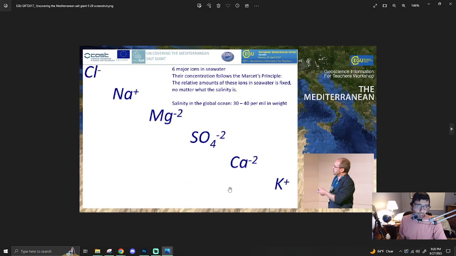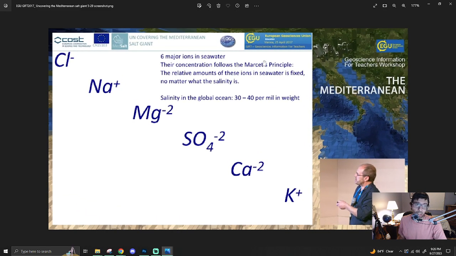Okay, so 7 major ions in seawater concentrations follow... I thought that was interesting. I didn't know that. So if you measure this concentration, then all of these follow based on the ratio. The relative amounts of these ions in seawater is fixed no matter what the salinity is. I'm not sure how absolute that really is, but it sounds like it's probably pretty useful to be aware of and look into more. I don't know.